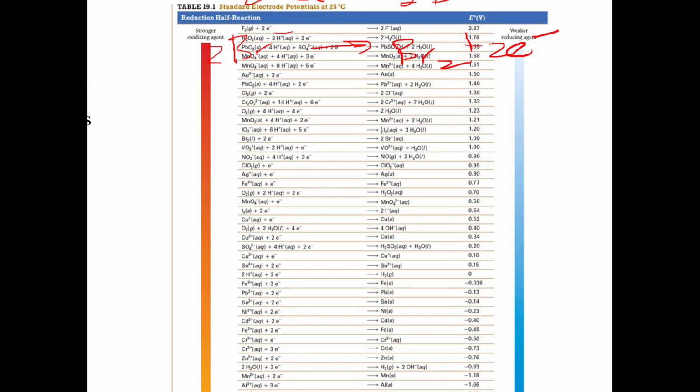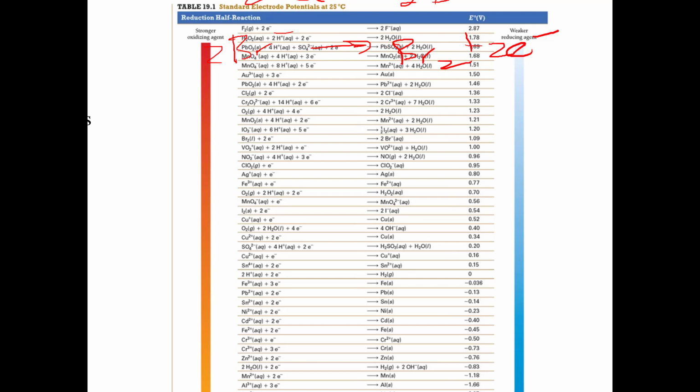So we're looking for the bromide and the... So the first thing I would look for is the reduction of iodine. So right there it is. I2 solid plus 2 electrons is 0.54 volts. All right, so we have that one.